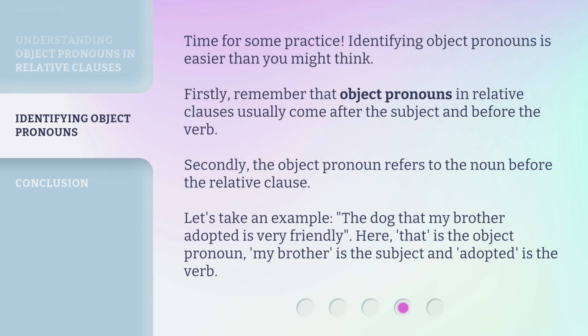Time for some practice. Identifying object pronouns is easier than you might think. Firstly, remember that object pronouns in relative clauses usually come after the subject and before the verb. Secondly, the object pronoun refers to the noun before the relative clause. Let's take an example. "The dog that my brother adopted is very friendly." Here, that is the object pronoun, my brother is the subject, and adopted is the verb.